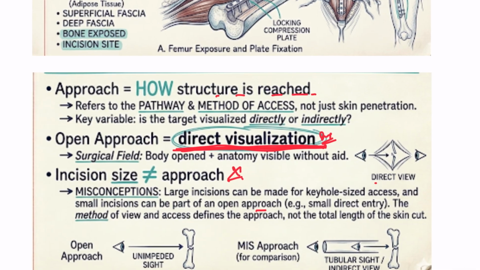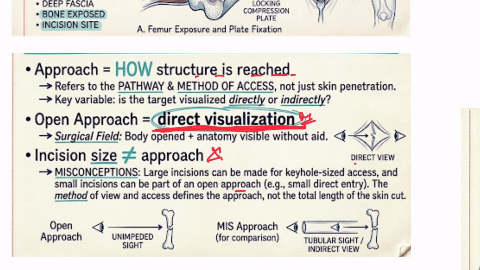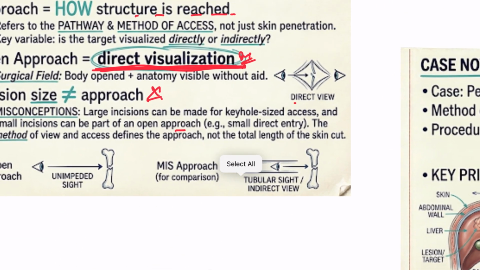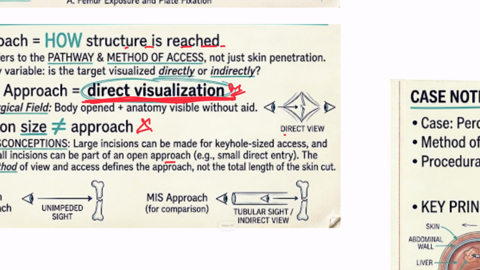Now, imagine a different situation, a small fracture, but instead of exposing the bone, a rod is inserted through a small entry point, guided by imaging. So the bone is not directly visualized here. So now the approach changes.